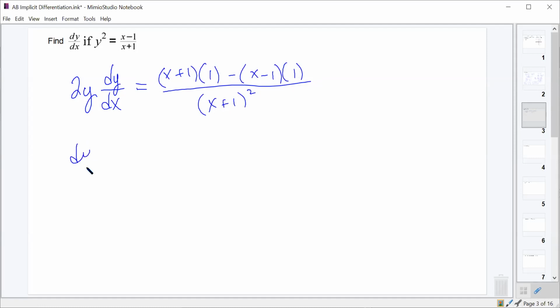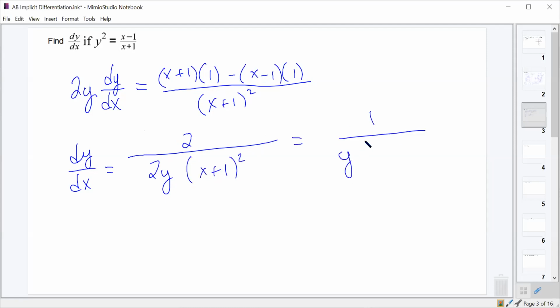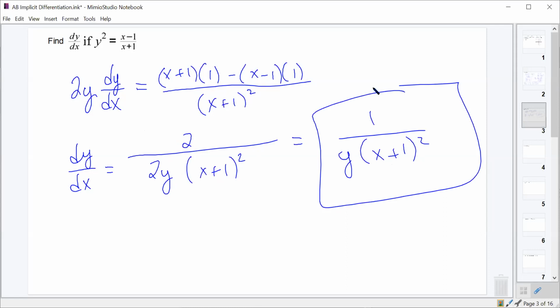And so we end up with dy/dx equals, what's our numerator up here? X plus 1 times 1 is just x plus 1, and x minus 1 times 1 is just x minus 1. So the x minus the x will cancel, and the 1 minus the negative 1 becomes 2 in the numerator. And in the denominator, we'll have a 2y, and we'll have an x plus 1 squared. So we can simplify to 1 over y times x plus 1 squared. Good or no? That makes sense. All right.